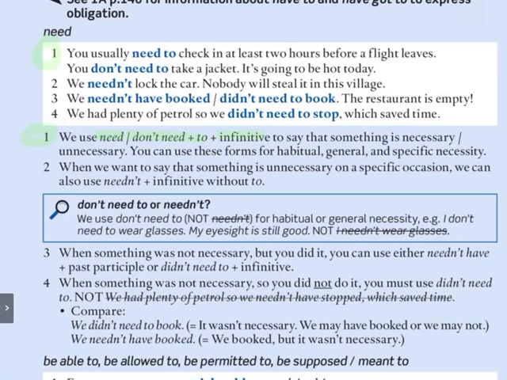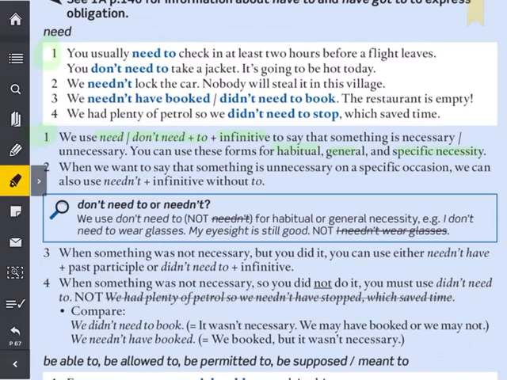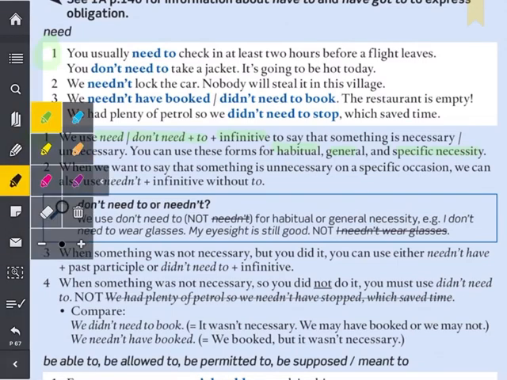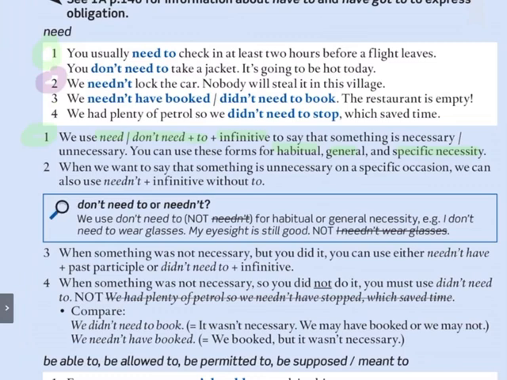Now you need to check in. It's necessary to check in. You don't need to take a jacket. It's not necessary to take a jacket. You can use these forms for habitual, general, and specific necessity. So far, so good? Okay. Well, then let's look at number 2.